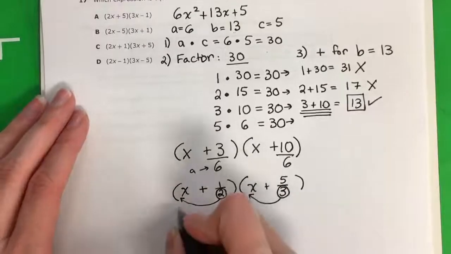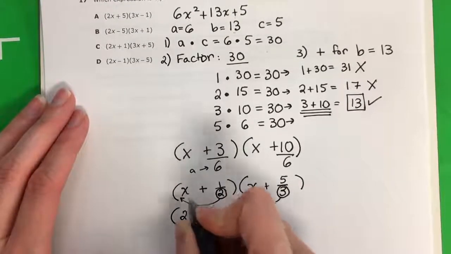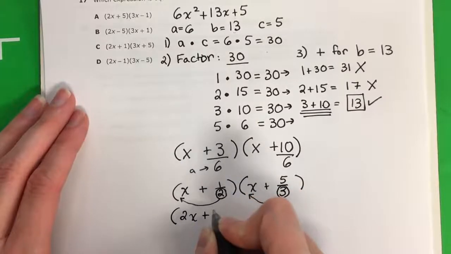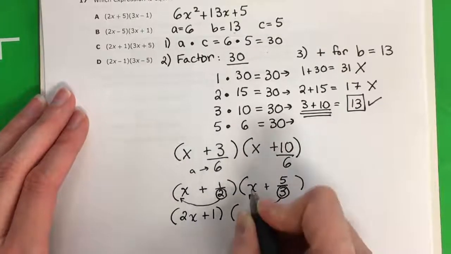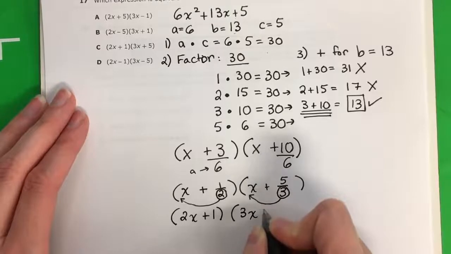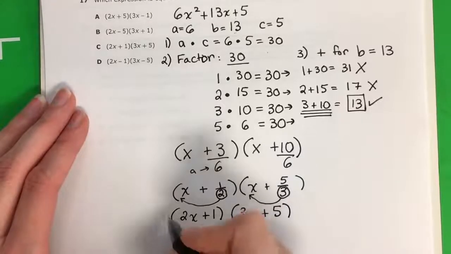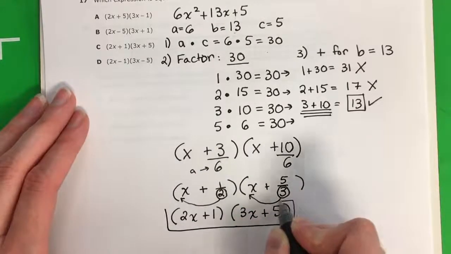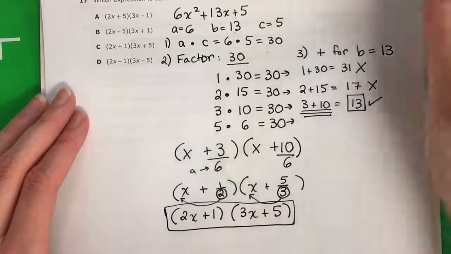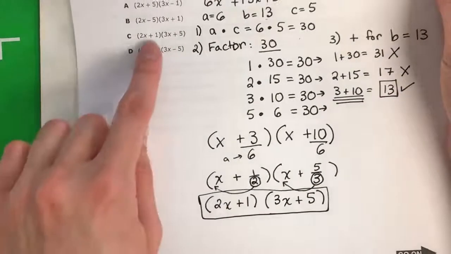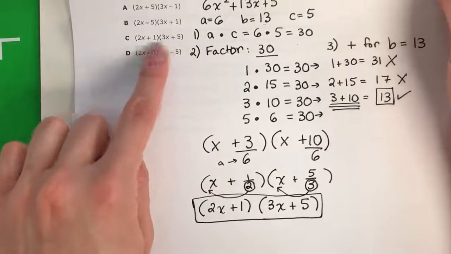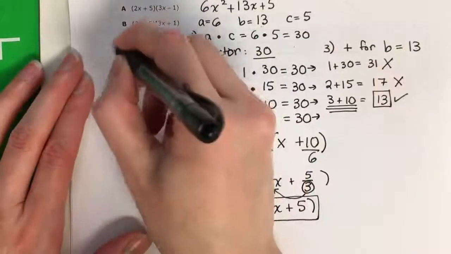So we're going to do parentheses 2x positive 1 plus 1, and then here 3x positive or plus 5. So this is my final answer. So I got 2x plus 1, 3x plus 5. So that looks like it's C.